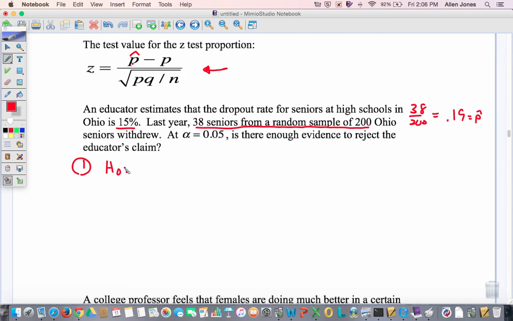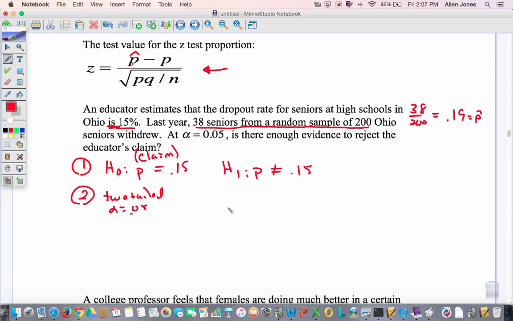So notice here in step number 1, proportion symbol of 0.15. An alternative, also proportion of 0.15. He says that it is 15%, so we're equal to and not equal to. And our educator claims that it is 15%, so over here, our null is our claim. In step number 2, I'm going to note that it's a two-tailed test. That alpha equals 0.05. We'll go ahead and do the traditional method with this one.